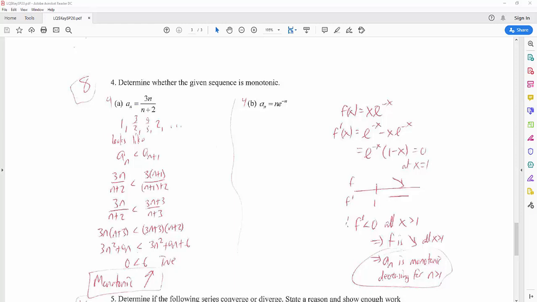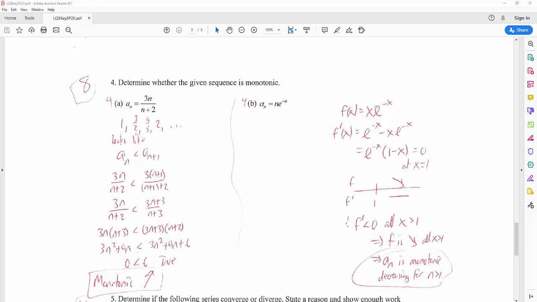And then I can go through the algebra. A sub n is 3n over n plus 2. A sub n plus 1 is 3 times (n plus 1) over (n plus 1 plus 2). And then you can see the inequalities I get.